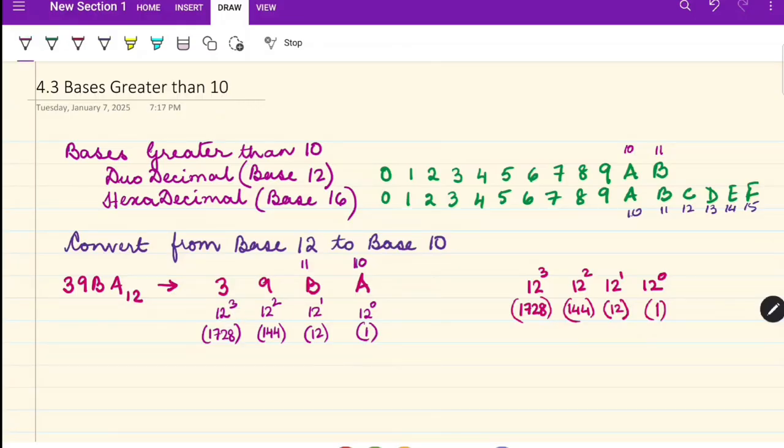12 cubed. All right, so we are multiplying each of these digits by their place value. So I put the multiplication signs. Yes, we are multiplying, multiplying, multiplying, and multiplying. All right, so starting from the rightmost end, 10 times 1. 12 to the power 0 is a 1, so 10 times 1 is a 10.